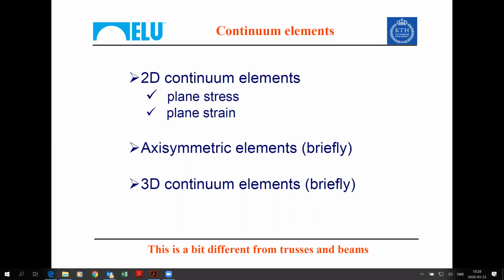So we will need to approximate our displacement this time in both x and y. And if they are 3D continuum elements, they are volume elements, so the element will have a physical volume. It will not be an axis, a line, or a surface. It will be a volume, and we will need interpolation in 3 directions, x, y, and z.